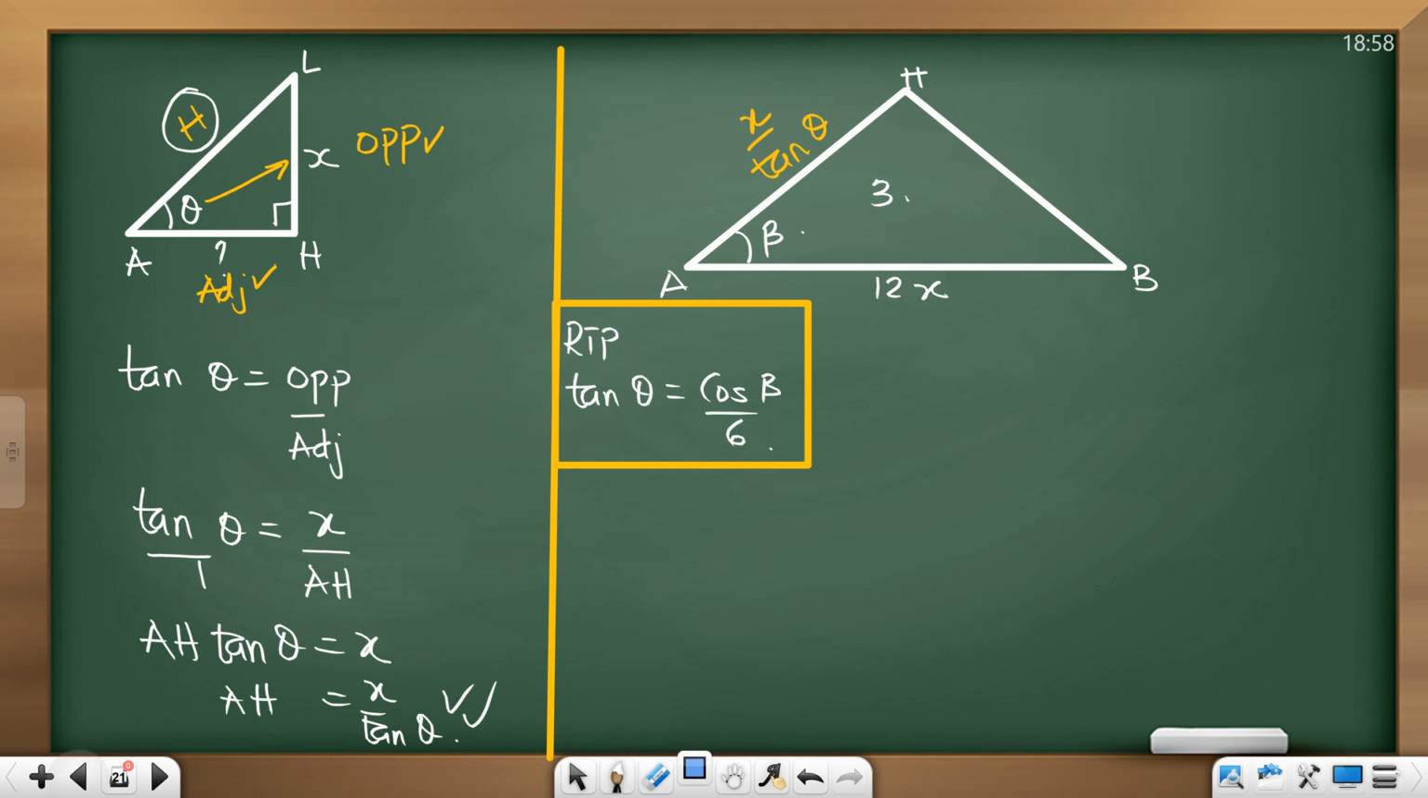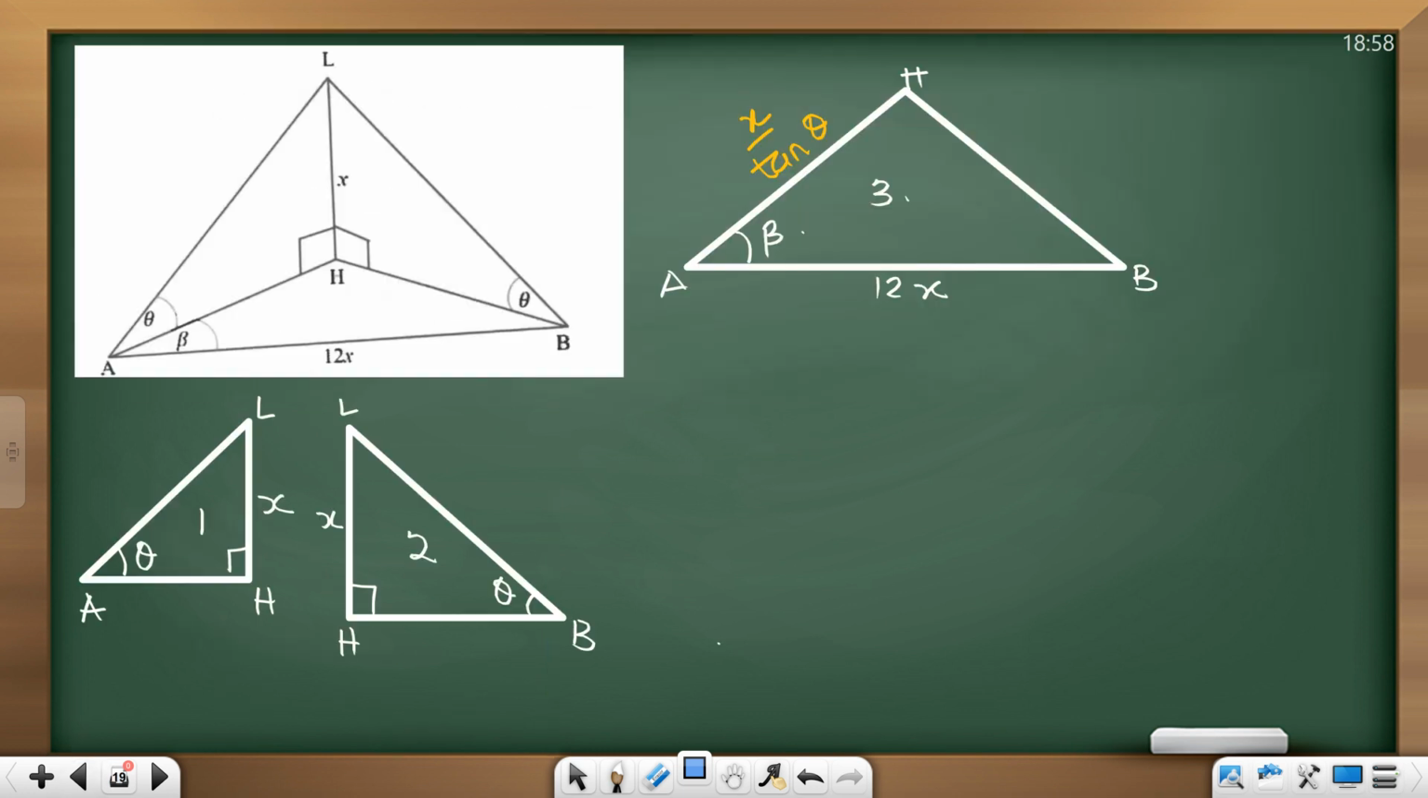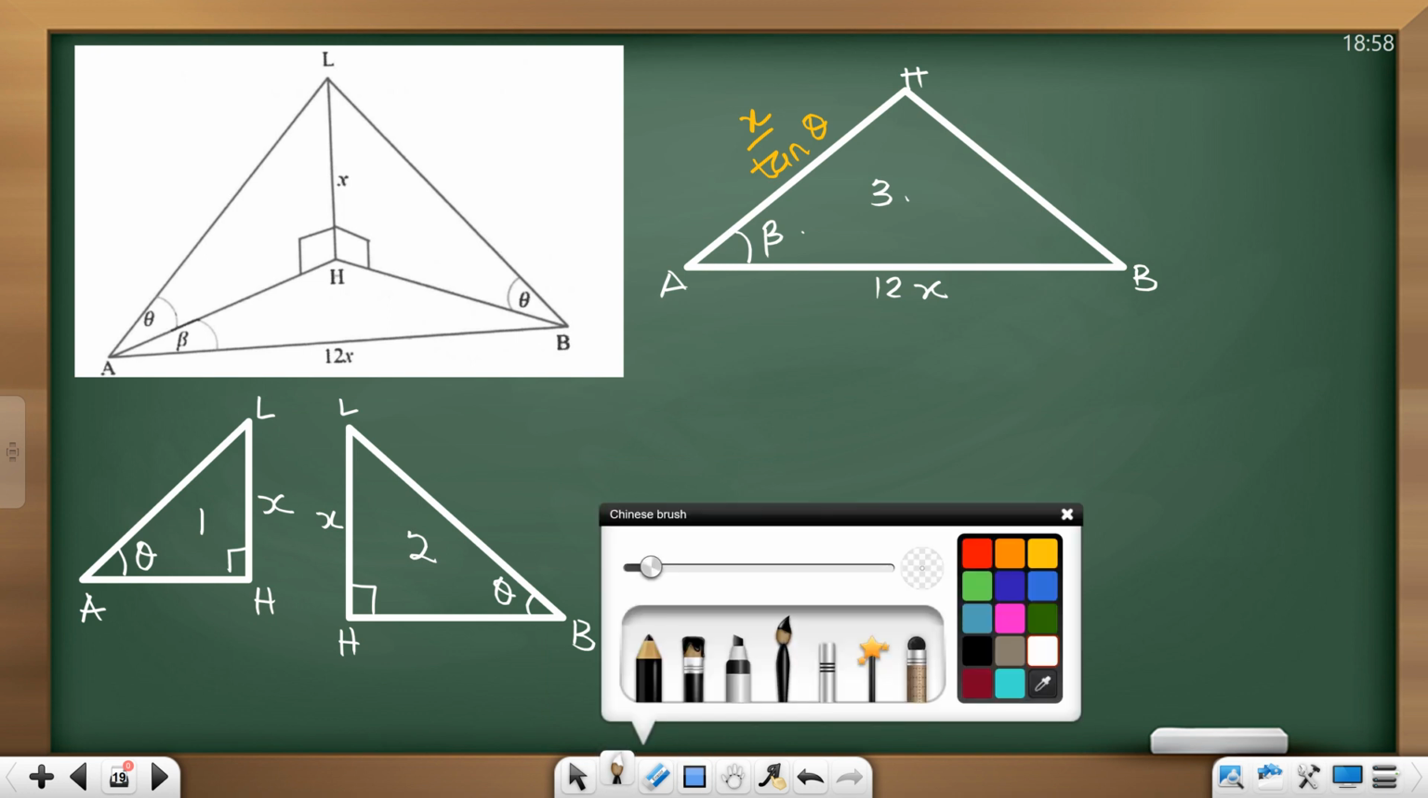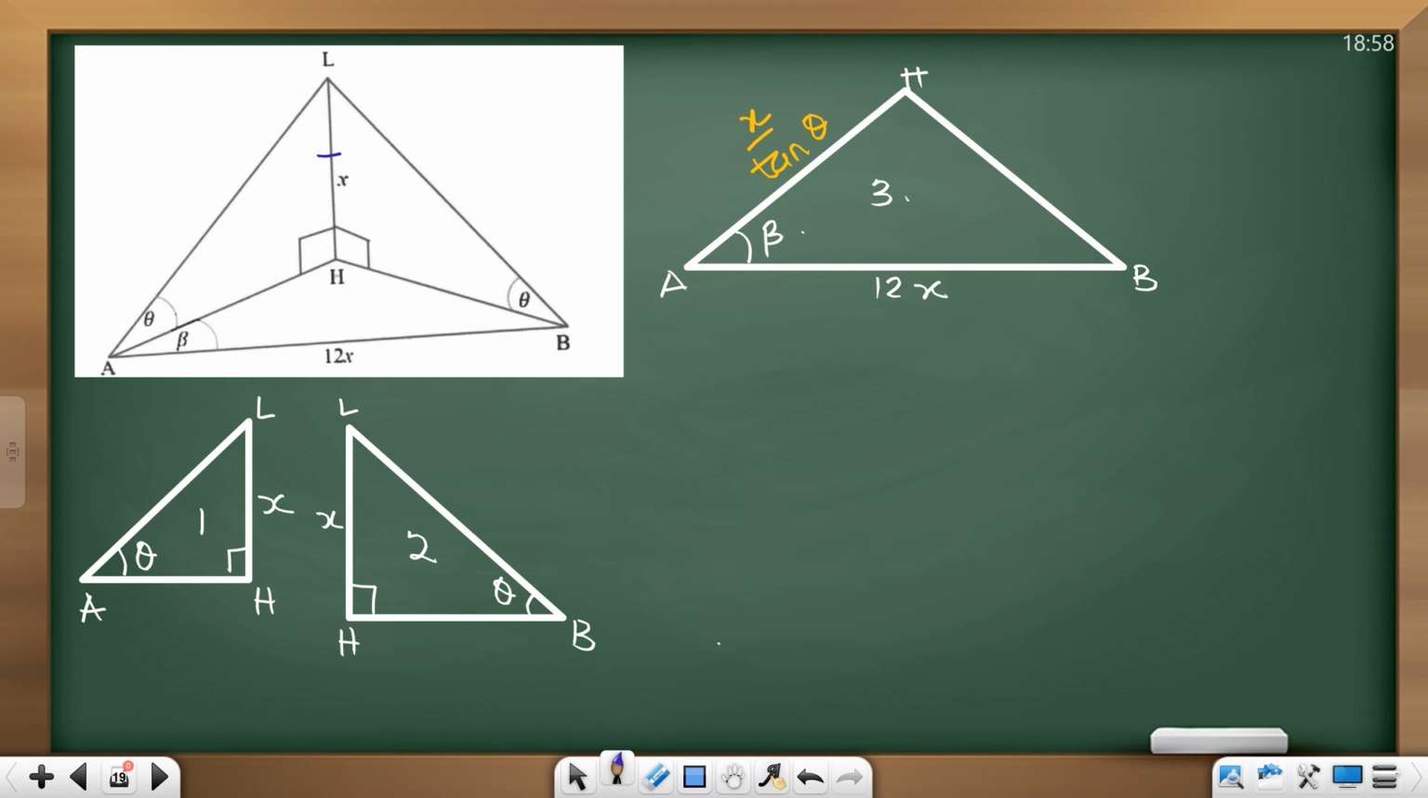But let's go back to the diagram. I want you to go back. I want you to see something here. Are you aware that that side is common to both triangles? They are both 90. This is theta. That is theta. This side is equal to that side. It means this angle here is what? Beta. Does that make sense to you?